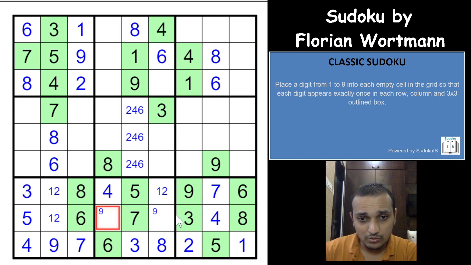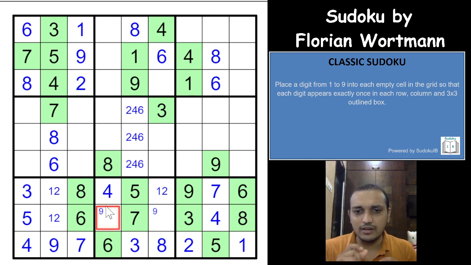Oh, I got a very good uniqueness trap here. So what happens if I write a 9 here? That's a very good logic here. I don't want to use this logic for now, but I would really love to explain this logic. What is a uniqueness trick here, or a uniqueness trap?